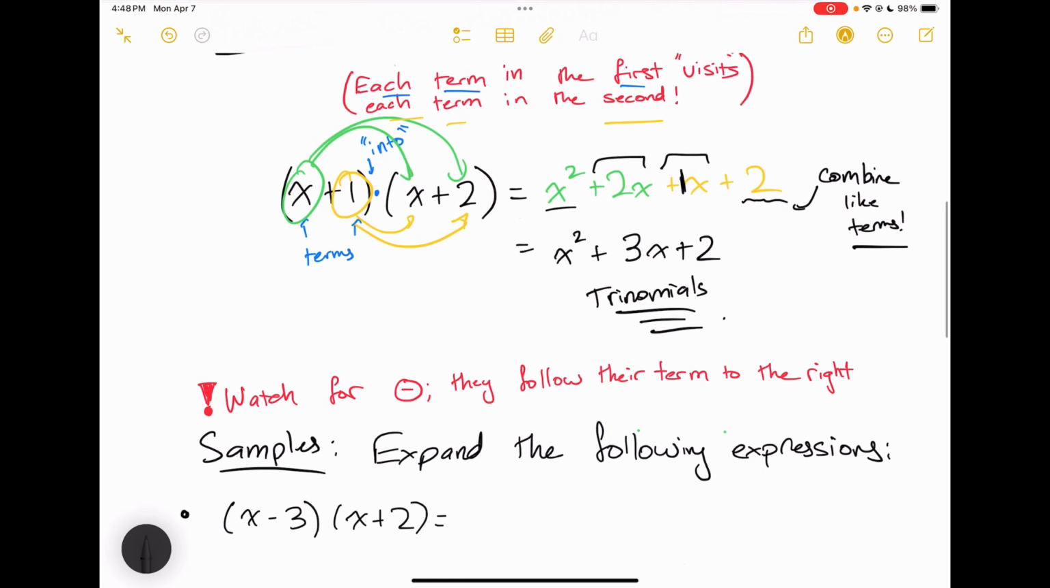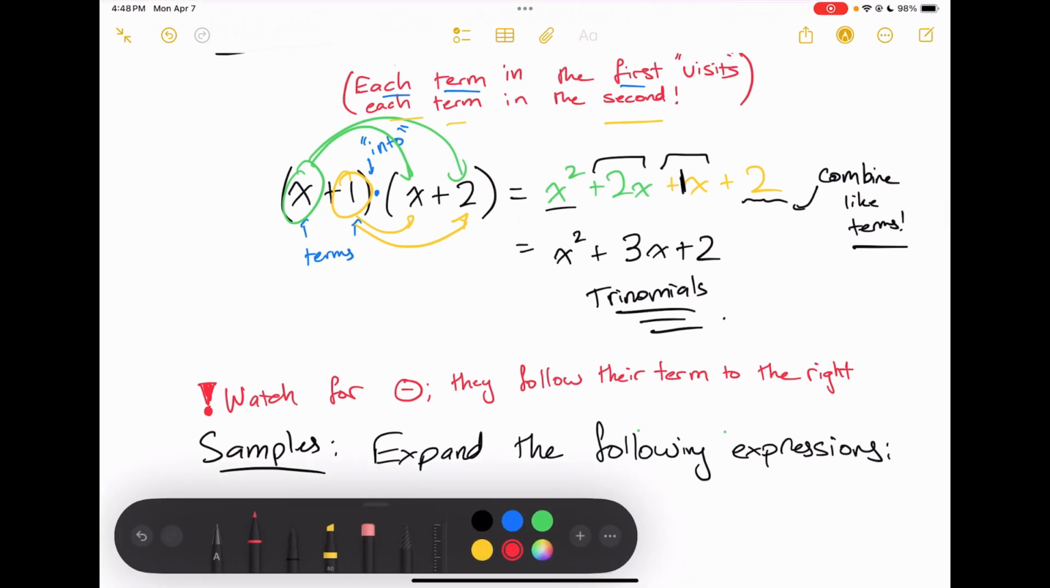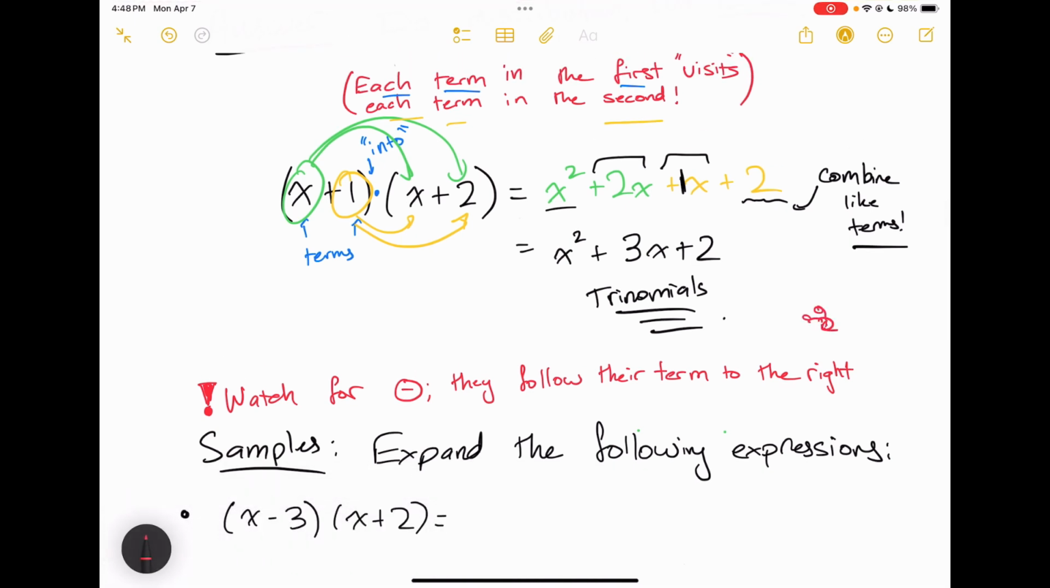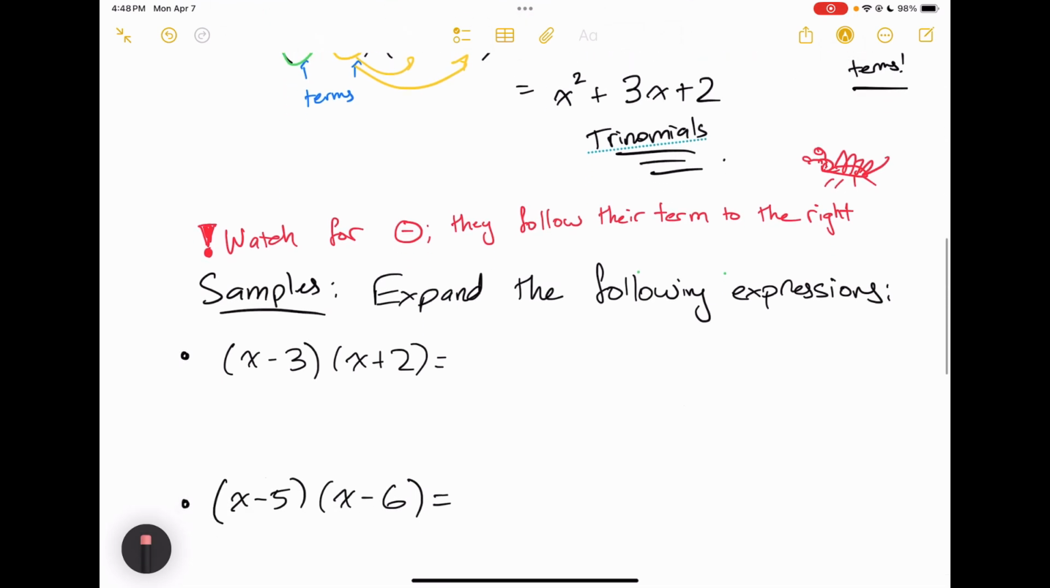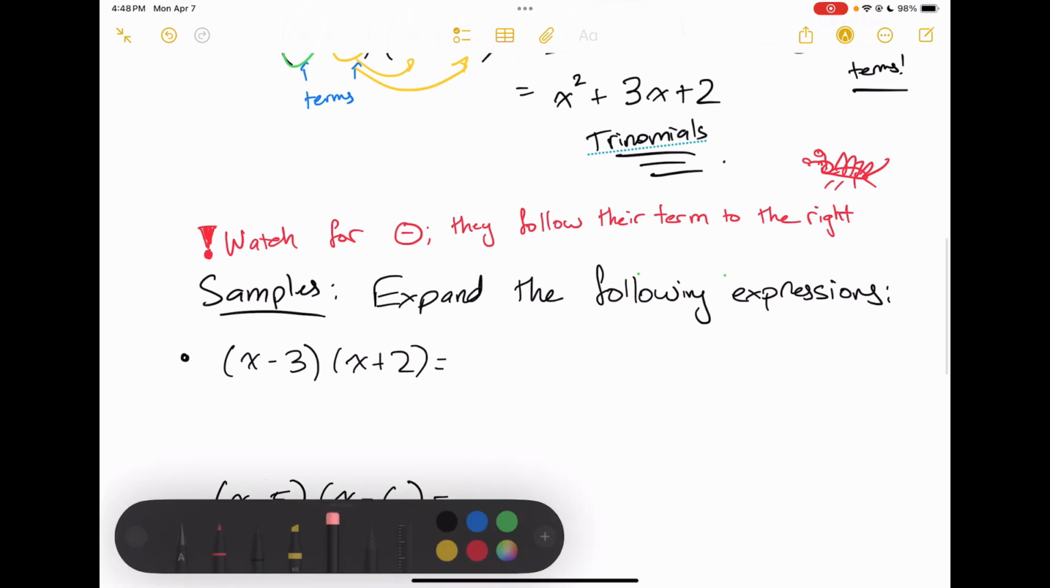I do give a little bit of a warning right here, and I'm going to draw myself an algebra fairy next to it because, gosh, this is important. Watch out for minus signs. Those are always the thing that trip you up. They always follow the term that is directly to their right. And we'll see an example of that right here.